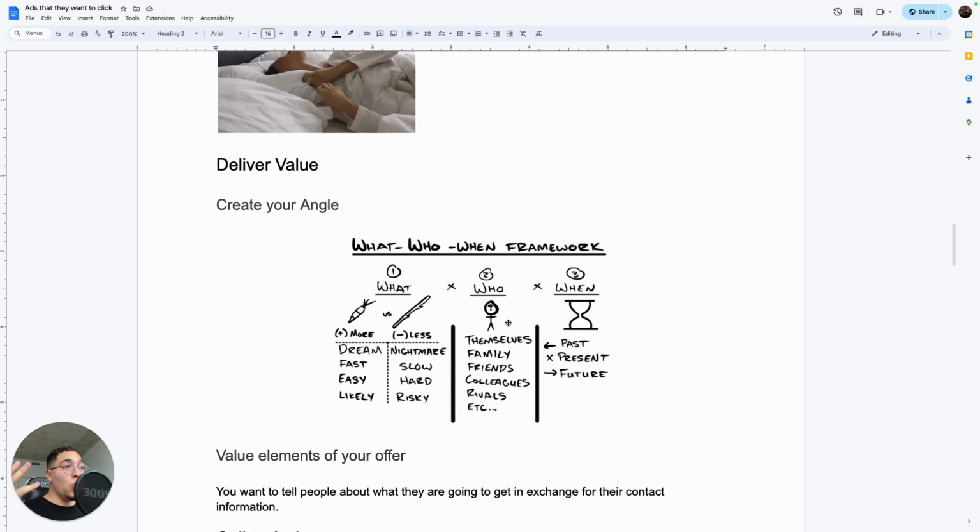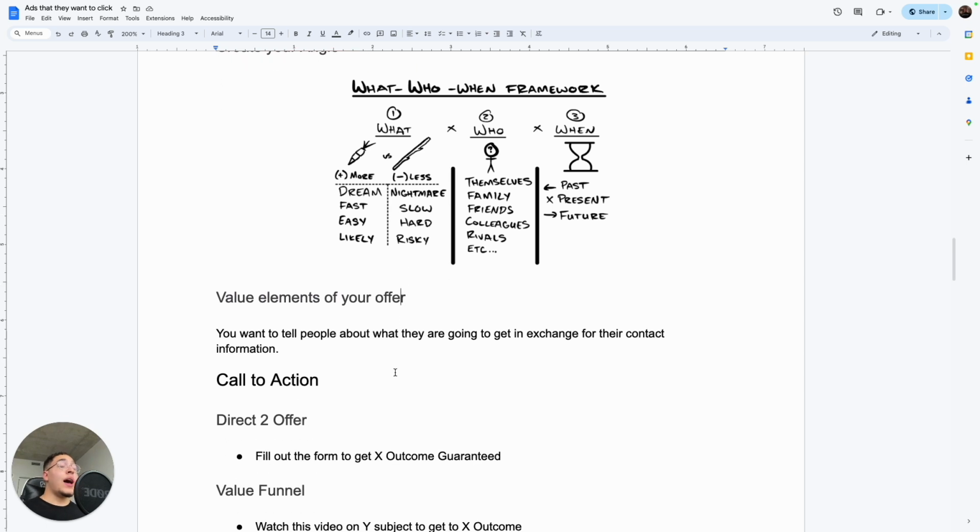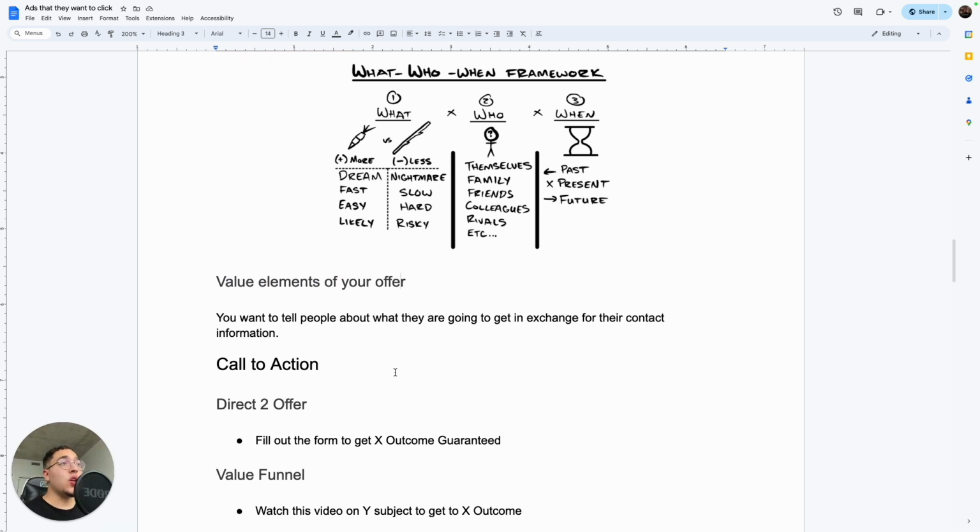And then who would be so that you can attract your desired partner in the next year or next month, whatever. So that's how I create an angle that someone who exactly wants that will want to know the value elements of my offer. So now what would be the value elements of our offer?